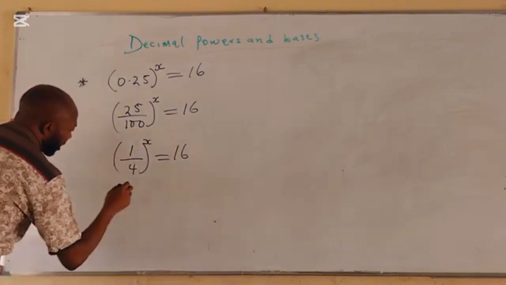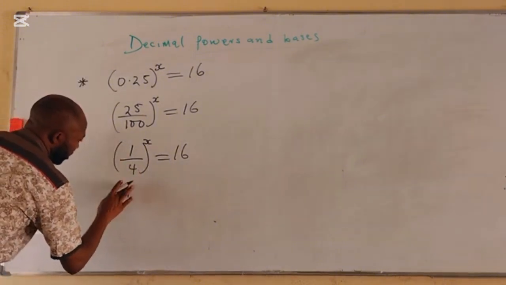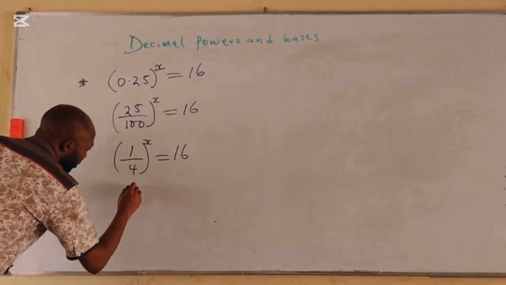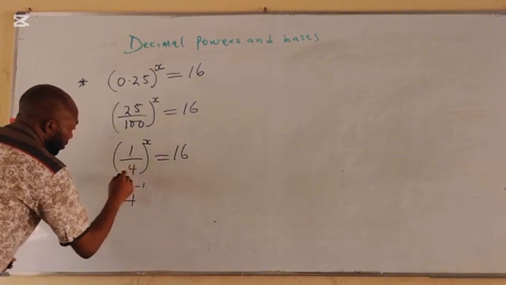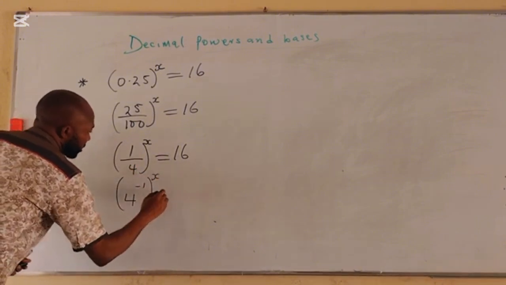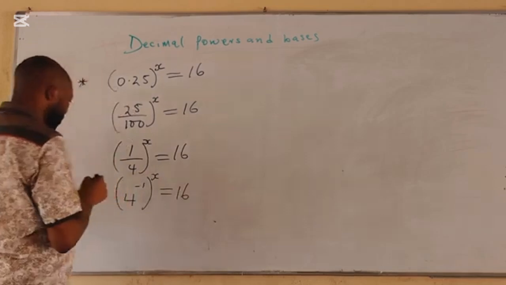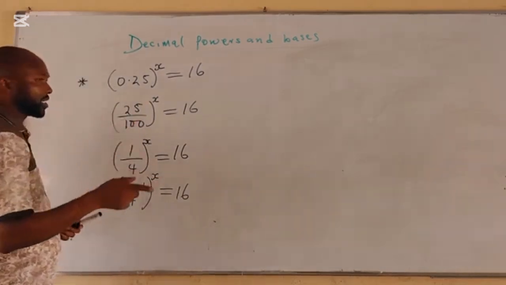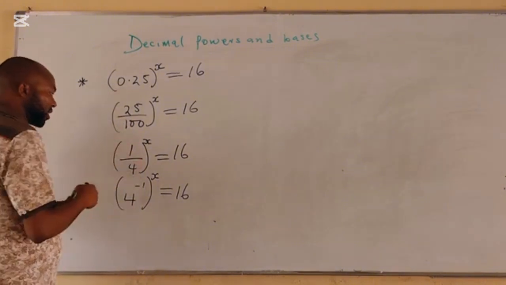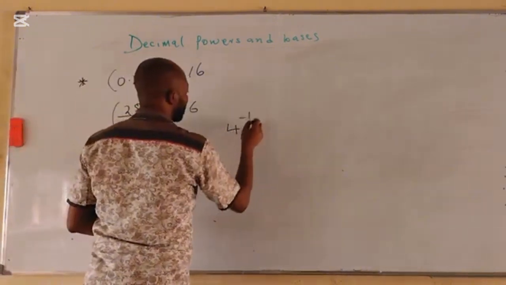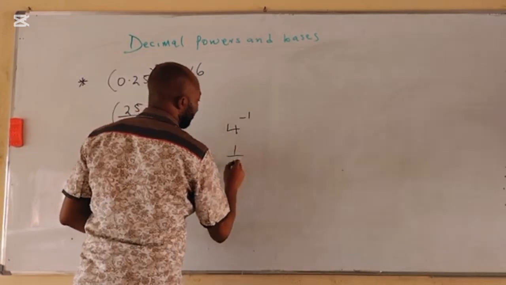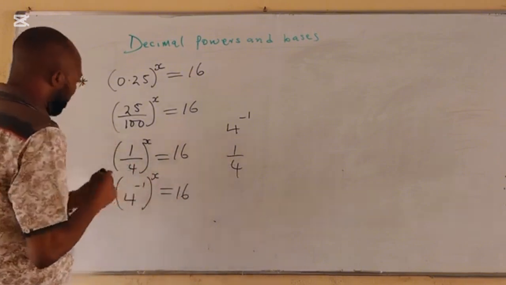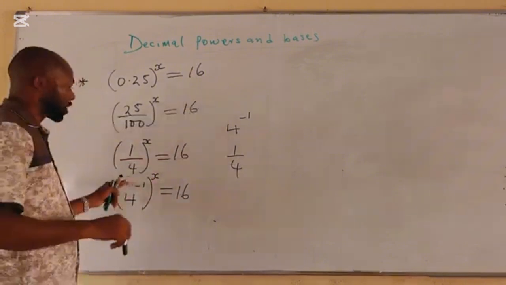This is the same thing as 1 over 4. Let's call it 4 raised to the power minus 1, raised to the power of x is equal to 16. The negative index law says that when a number is raised to a negative index, it is equal to the reciprocal raised to the same positive index. So if I have 4 raised to the power minus 1, the reciprocal of this is 1 over 4 raised to the same positive index, which is 1. 4 raised to the power 1 is 4. So this is the same thing as this. So I just have to return it.